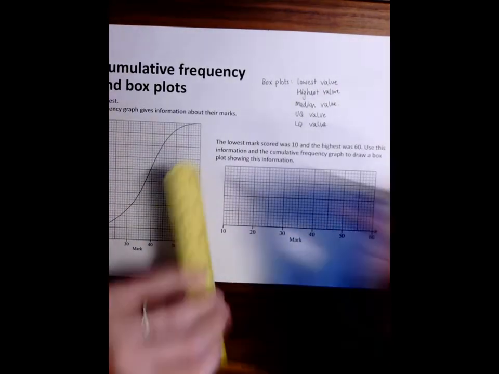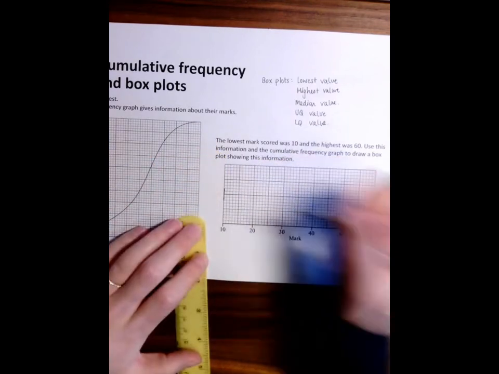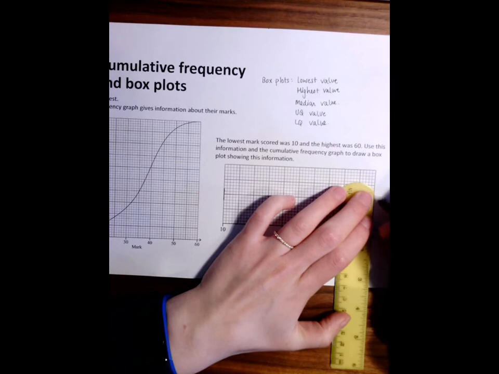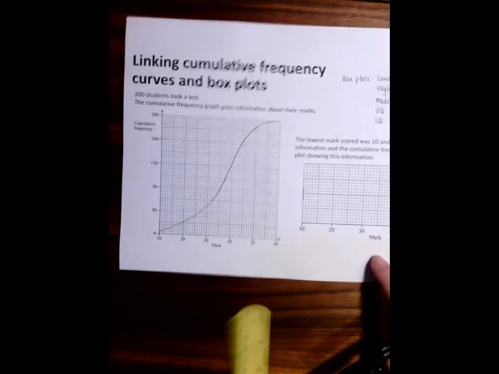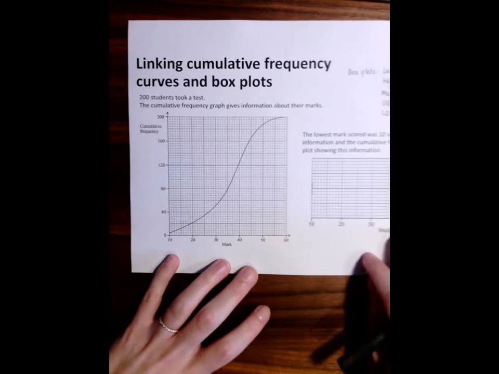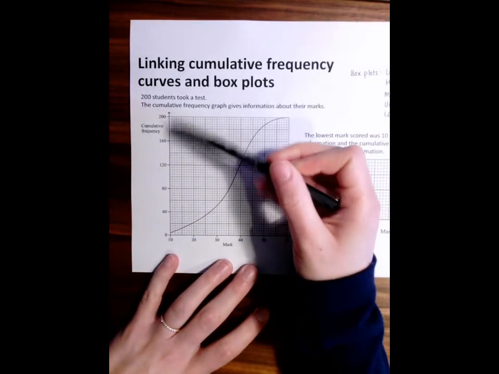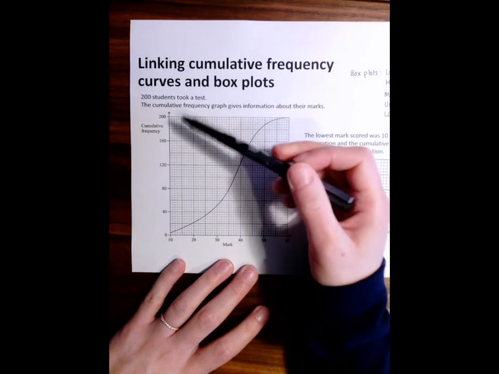So I can mark those on straight away. So I can put a little line at 10 and a little line at 60. Now let's focus on the median. Okay, if there were 200 people who took this test, and if we put them all in order, from their lowest score to the highest score, imagine all those people lined up in a big line, the median is going to be the middle person's score.